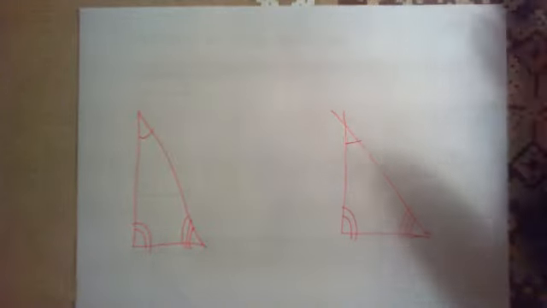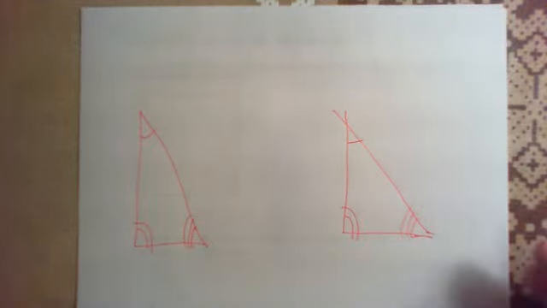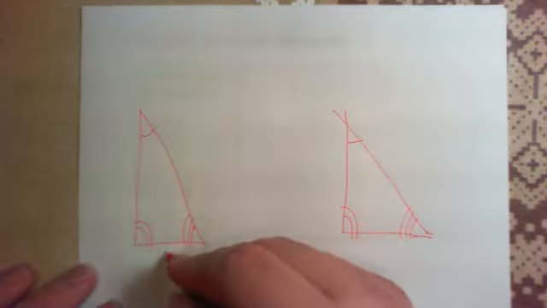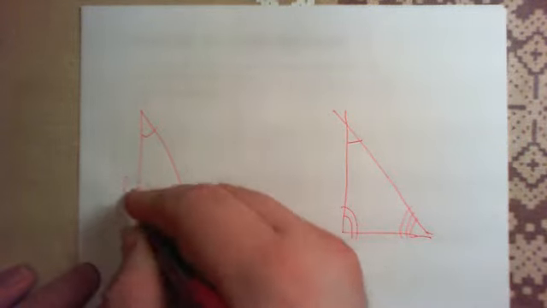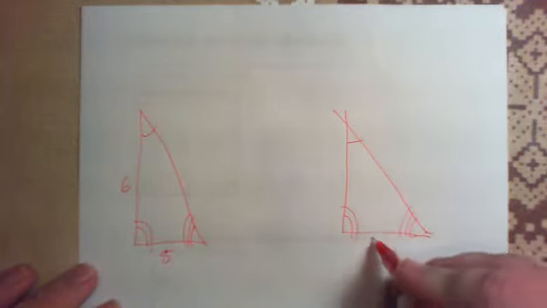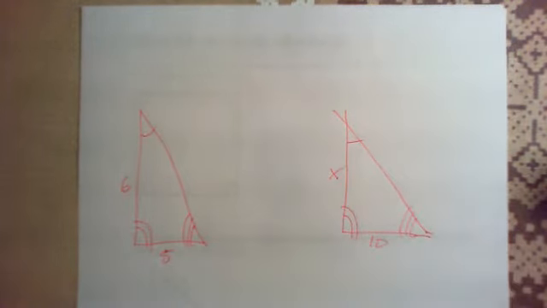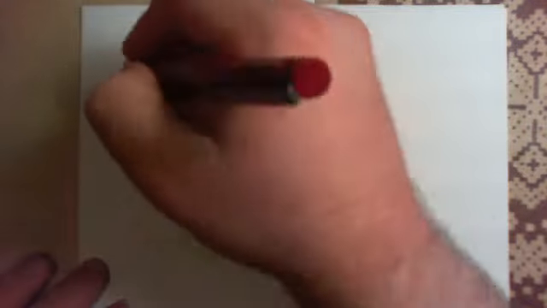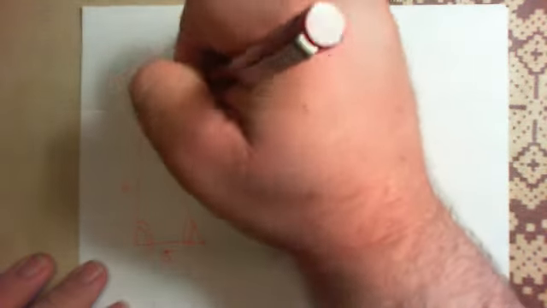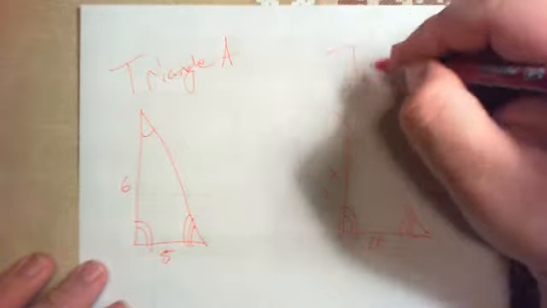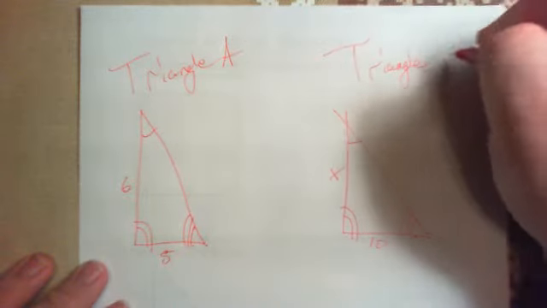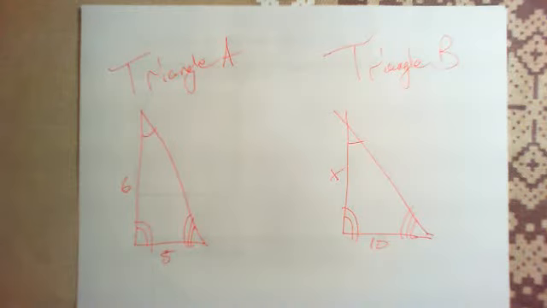So one of the things that we have to understand about triangles is that if I have two triangles that are similar, what I can do then is set up a ratio or proportion to solve for a side. So for example, if they give me 5 and 6 and 10, and I want to find what this side is. Okay, let's just say hypothetically. So this is triangle A, and this is triangle B.